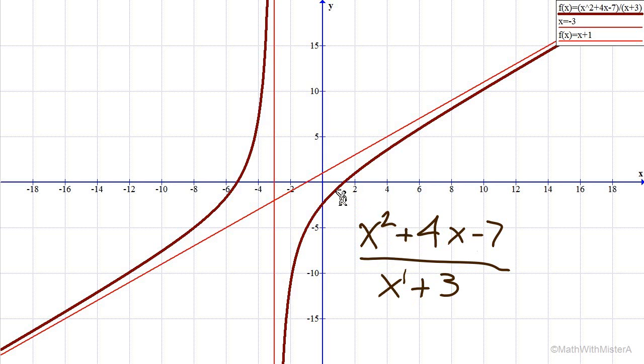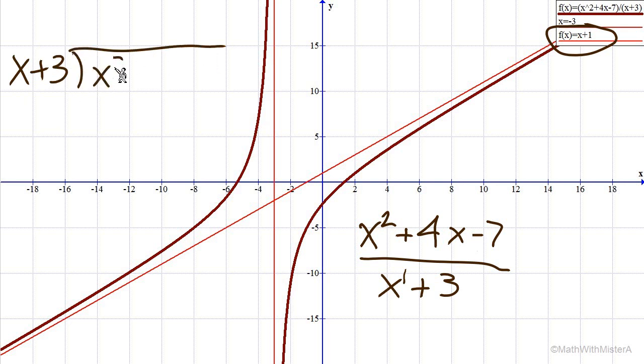And the way that we'll find the oblique asymptote, in this case, we did know that it was y equals x plus 1. Here's how we'll find it, by division. We can do it with a long division. We can also do it with a synthetic division. Let's do both. First, the long division.